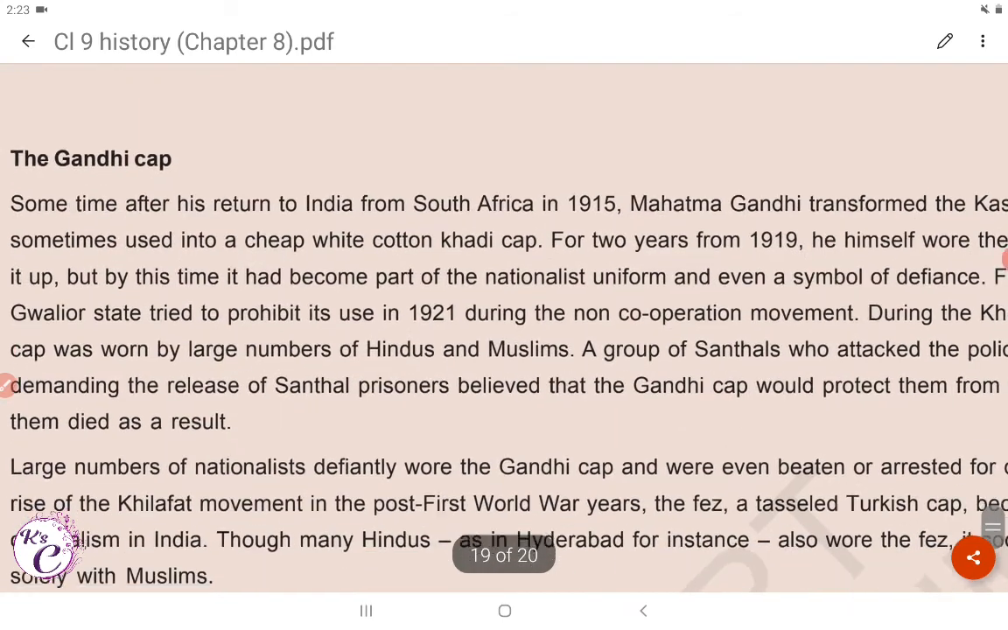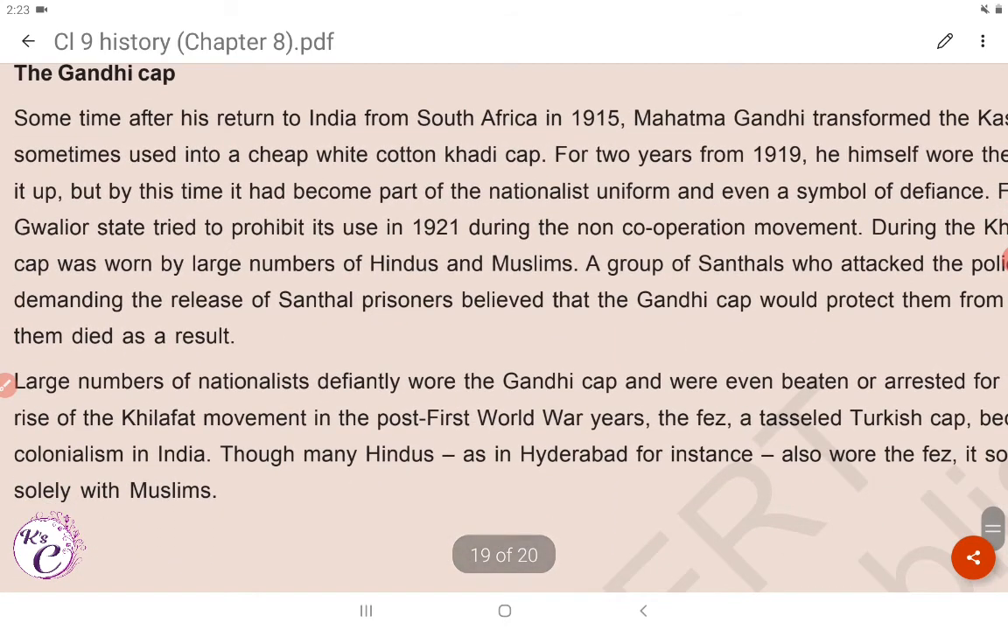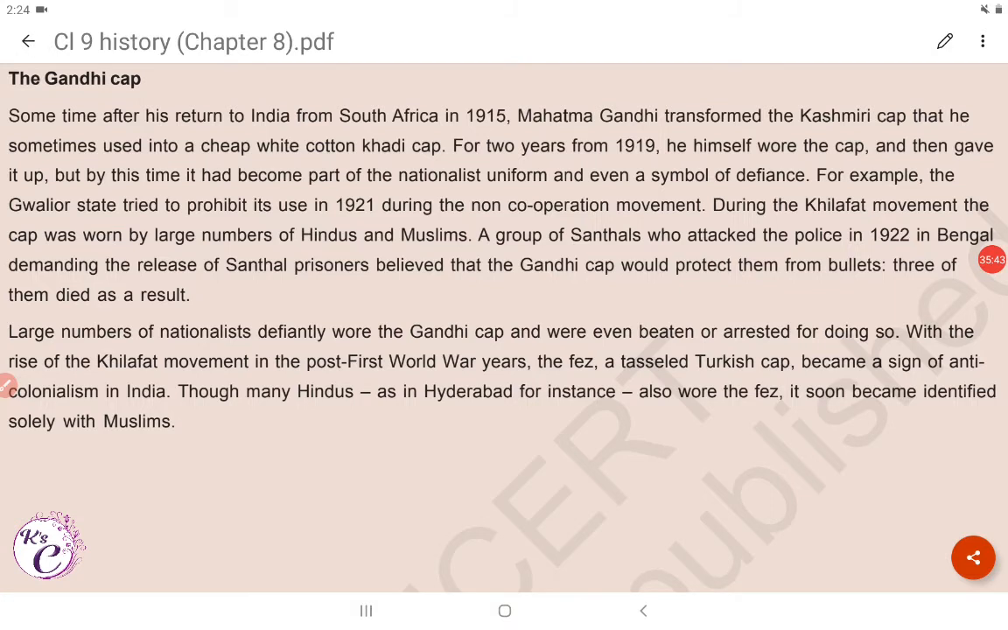Box 4. The Gandhi Cape. Some time after his return to India from South Africa in 1915, Mahatma Gandhi transformed the Kashmiri cape that he sometimes used into a cheap white cotton khadi cape. For 2 years from 1919 he himself wore the cape and then gave it up, but by this time it had become part of the nationalist uniform and even a symbol of defiance.